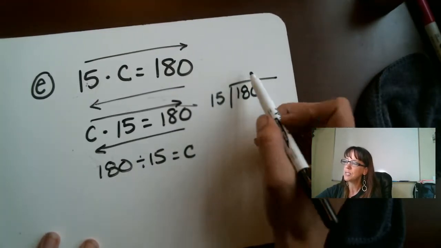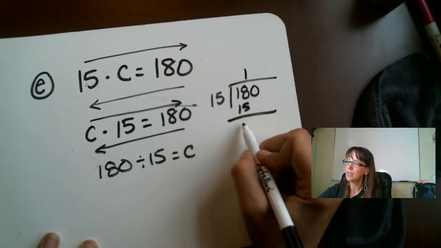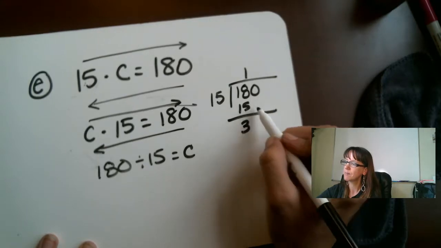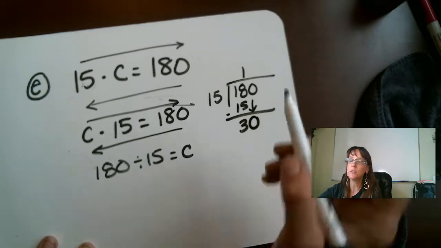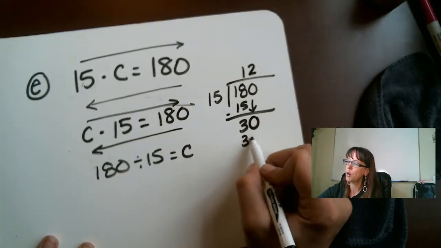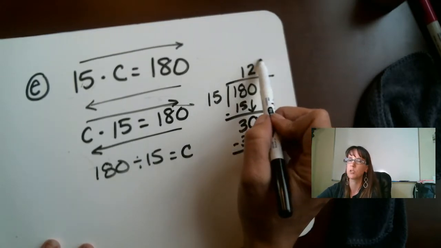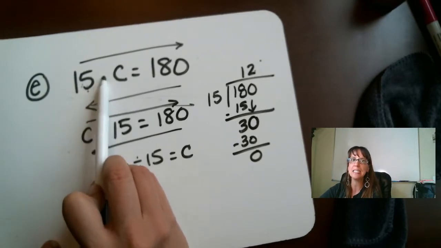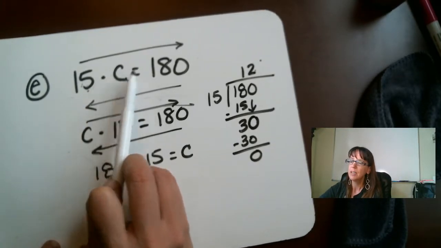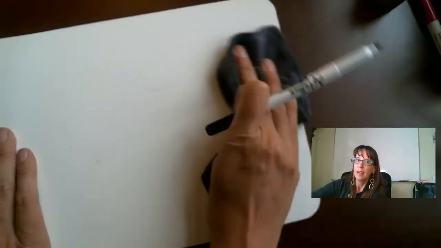Okay? 15 goes into 18 one time. Do some subtraction here. We get 3. When we subtract, we bring down. We get 0. 15 goes into 30 2 times with no remainders. So the answer to E is 12. Sure enough, if we go back here and we look at 15 times, and our answer we decided was 12, so 15 times 12 would give us 180. All right, so that was E. Let's do F.